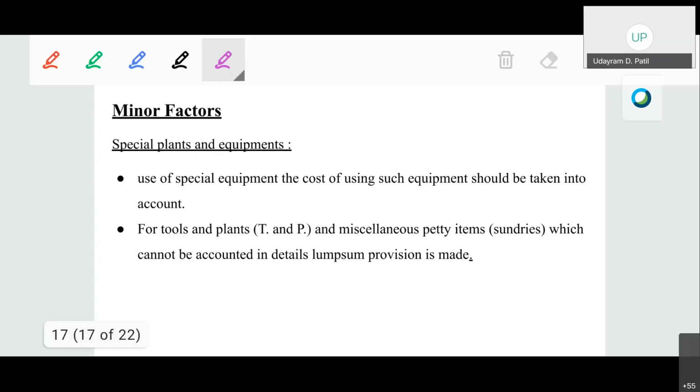Now the minor factors. Okay, the first minor factor will be special plants and equipments. Okay, now depending upon the work, we will require some use of special equipment. Okay, it is not only this. Whatever general mixers and so on are required, that is not the point.